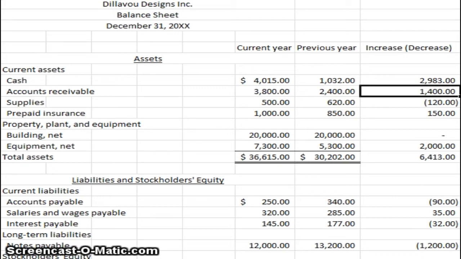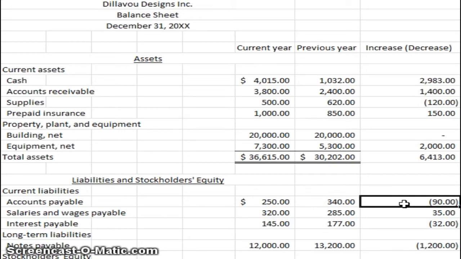In general, you can remember that for current assets we do the opposite. For current liabilities we do the same. Think about accounts payable, and we'll go ahead and look down there so we can talk about it. Accounts payable went down $90, decreased. That means we have less owing than we did before. We owe someone less, so we must have paid a little bit more this time.